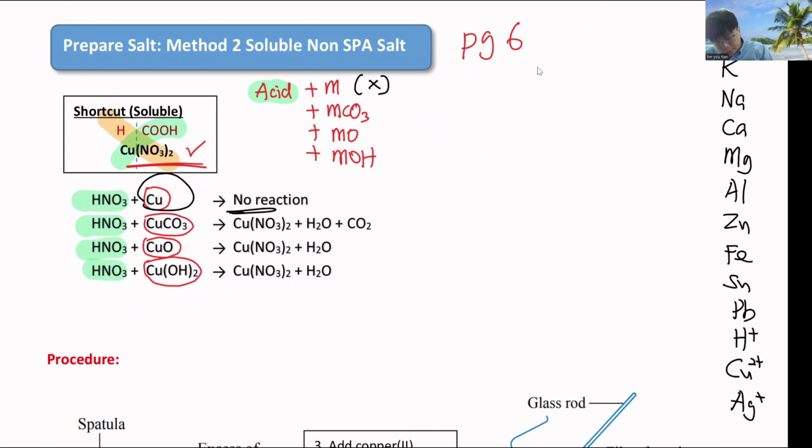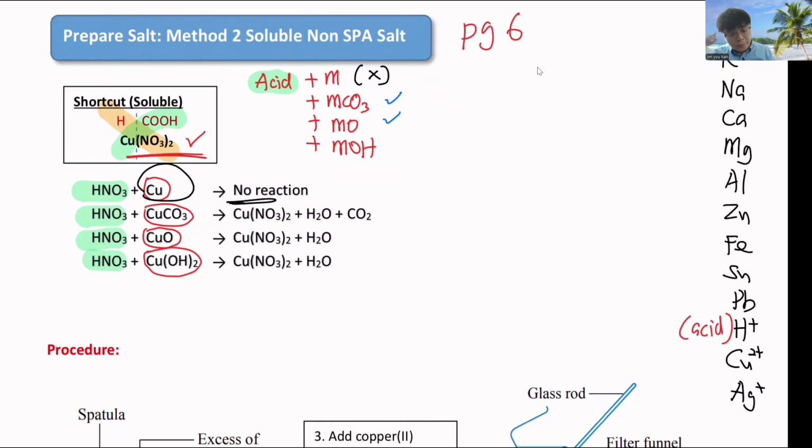So H plus, which is the acid, is above the copper and silver. So technically, if you put copper, silver, gold into acid, they have no reaction because they are very stable. They won't react with the acid. Okay, so for this method, I'll give you all these four. But at the same time, if possible, try to choose carbonate and oxide as the better option, more safe. Got a safer option.